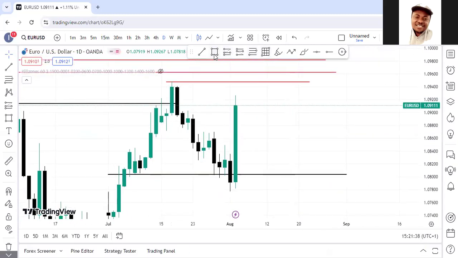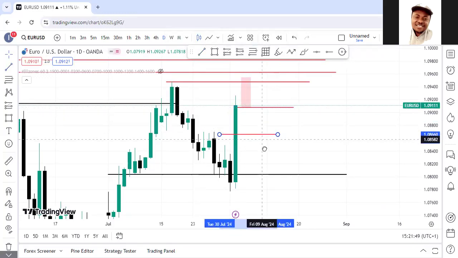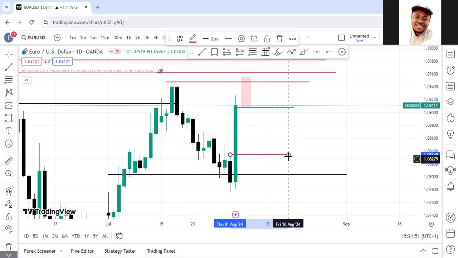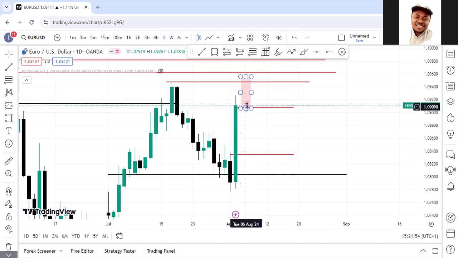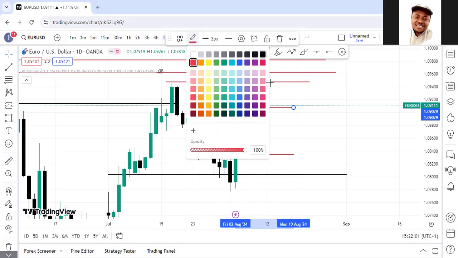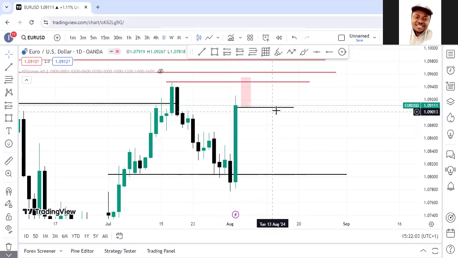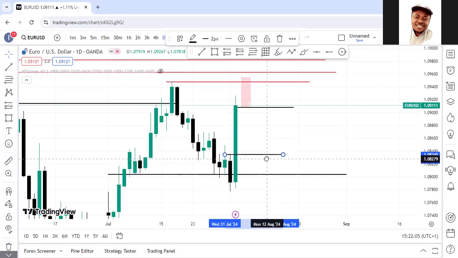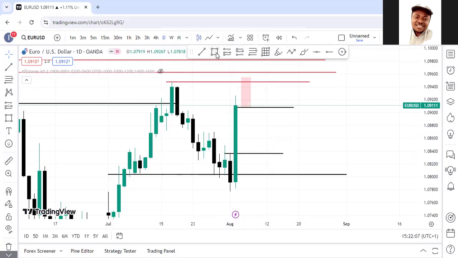Now, if price should come on Monday and clear this high like this, then we should expect a fair value gap like this. If Monday should open and clear this high, then that will leave us with a fair value gap, right? That will leave us with a fair value gap. And then inside that fair value gap, we are going to see something like this.